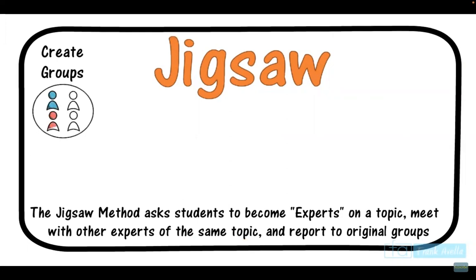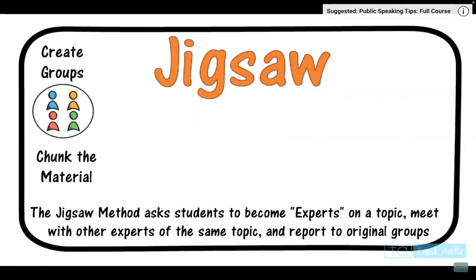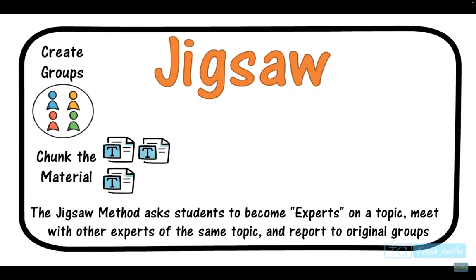Any random students will work. The original group is called the home group. The teacher assigns the same reading selection for each home group. The text material is chunked into the same number of sections as the number of students in each group. 4 chunks for 4 students.